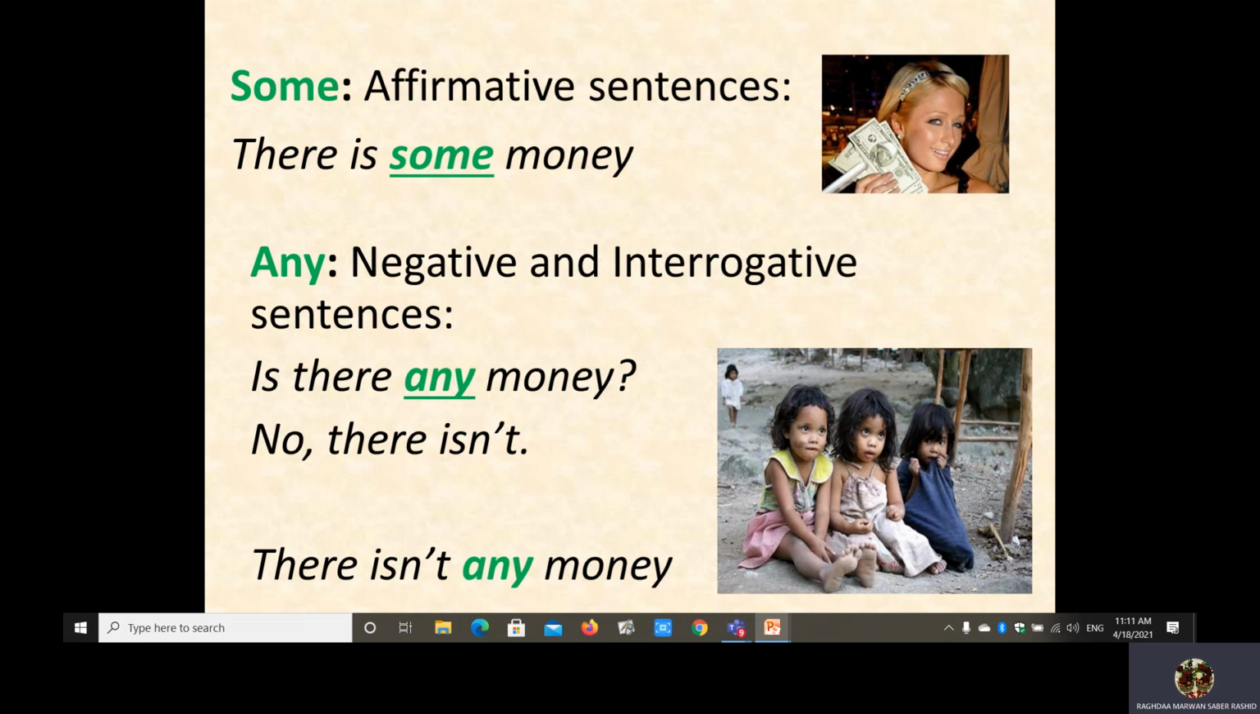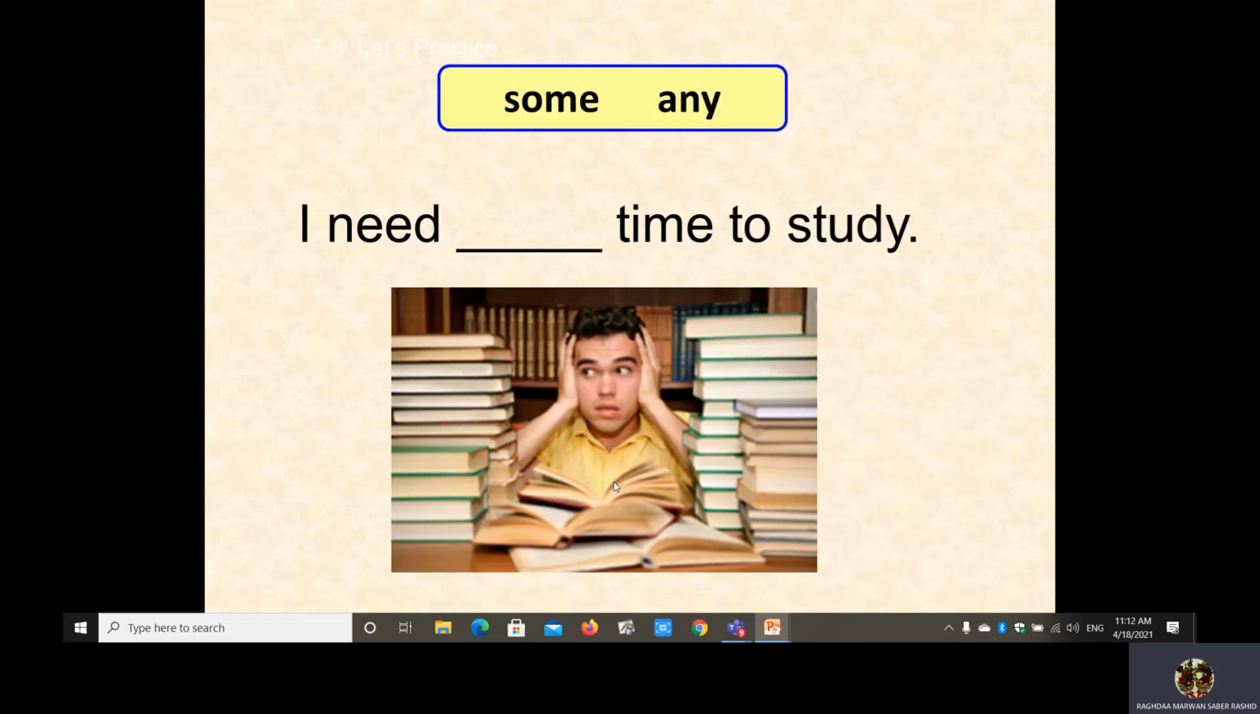So any comes in the question and in negative sentence. There isn't any money. So again, some comes in affirmative sentence, any comes in negative and interrogative sentence, like the example, is there any money? This is a question or interrogative sentence. There isn't any money, this is a negative sentence. So as a conclusion, you can tell yourself, when do we use some and any?